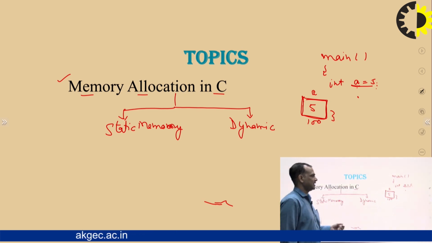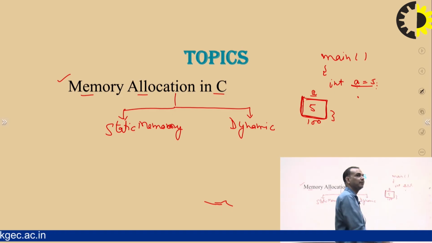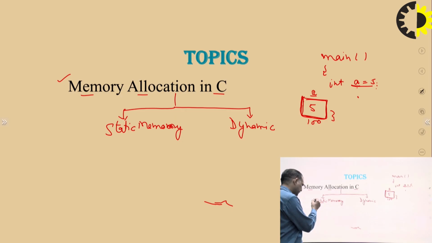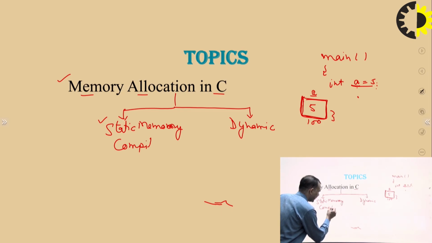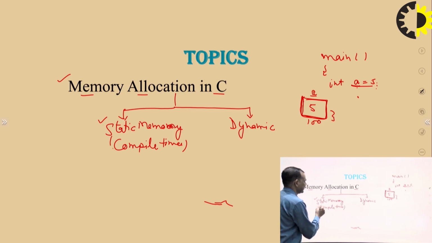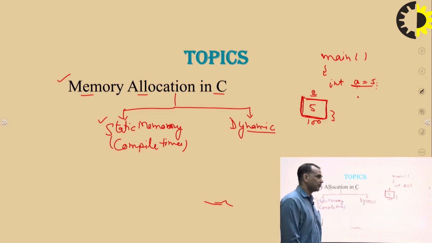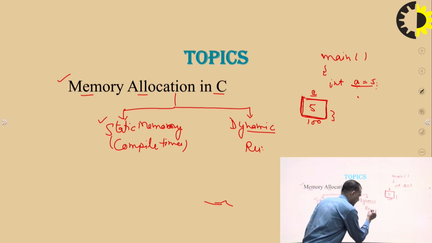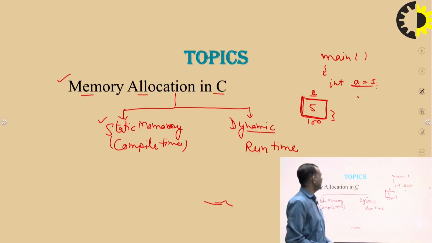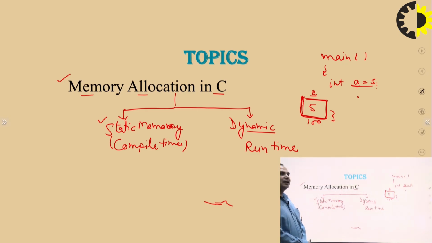If we initialize the memory of a variable before executing the program, it comes under static memory allocation, or in other words it is done at compile time. Second, if we initialize the memory of the variable after we run the program, that is known as dynamic memory allocation, or in other words it is done at runtime. So basically, when we allocate the memory of any variable, there are two types. One is static memory allocation, done at compile time, and the second is dynamic memory allocation, done at runtime.